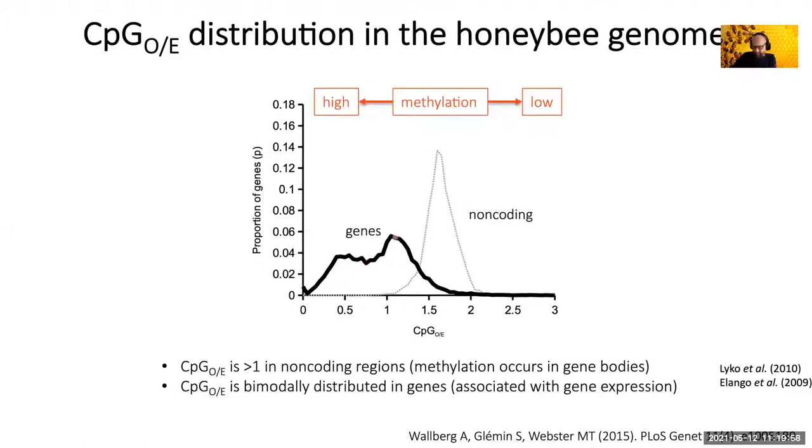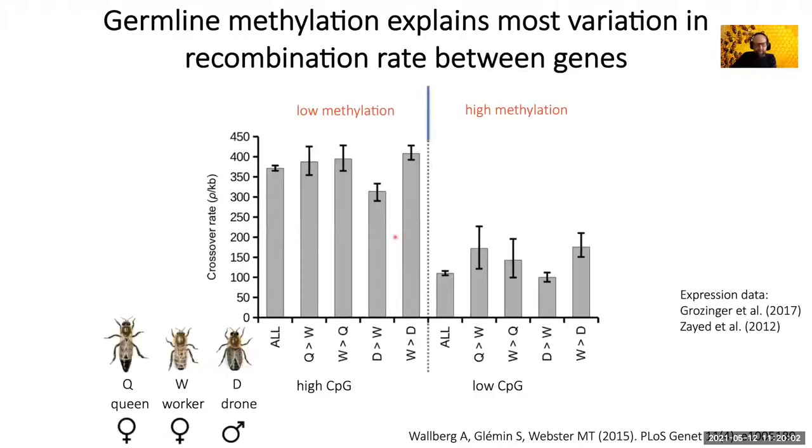So how does this affect levels of recombination? Here you can see the recombination rate of different genes, which are divided up according to patterns of caste-biased gene expression, where we've compared workers with queens or workers with drones, taking two published data sets. While these differences in gene expression do seem to correlate with differences in crossover rate, the main correlation is between the different methylation classes that are inferred by levels of CpGs within the genome. More highly methylated genes tend to have lower crossover rates.